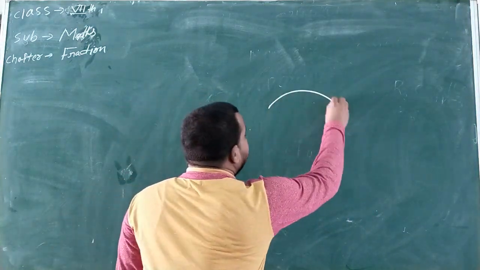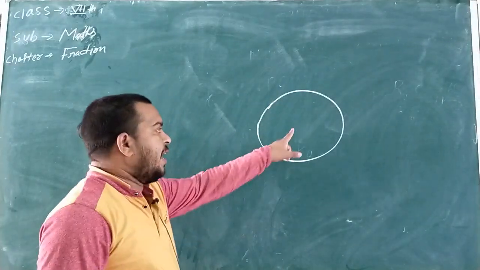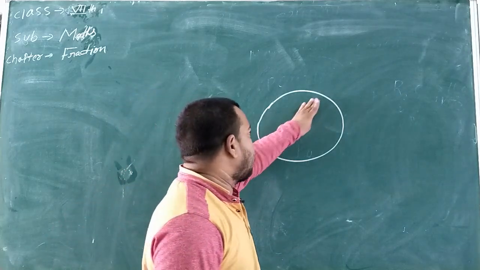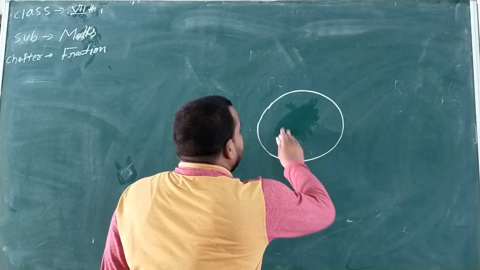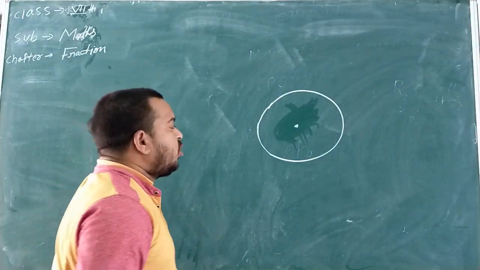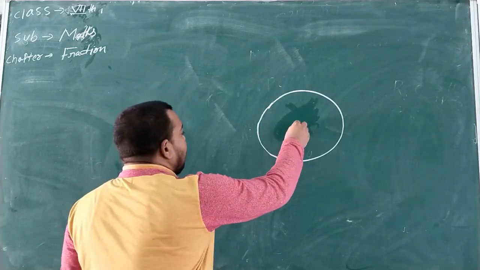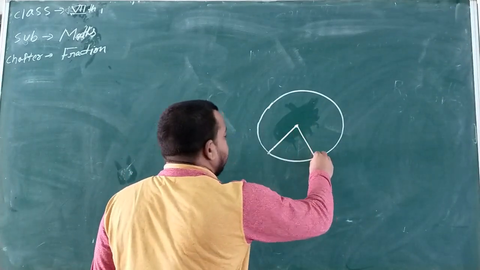Suppose you have a pizza and you want to share it among your 4 friends. Then what will you do? You will have to divide this pizza into 5 parts, because the total number of people is 5. So we will divide this pizza into 5 parts.